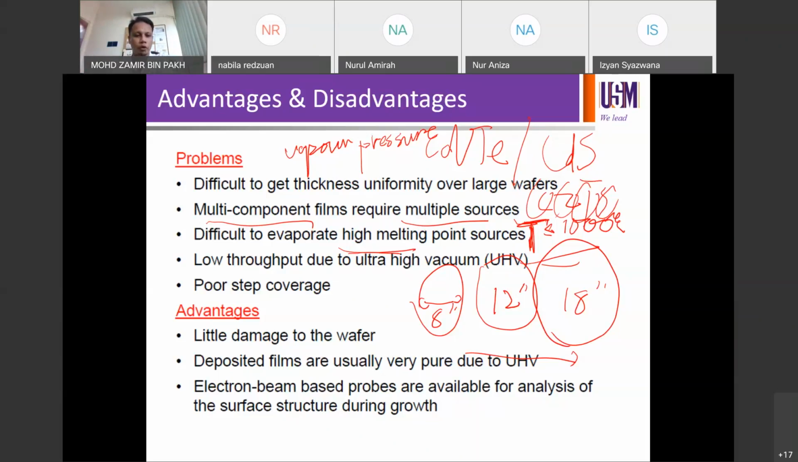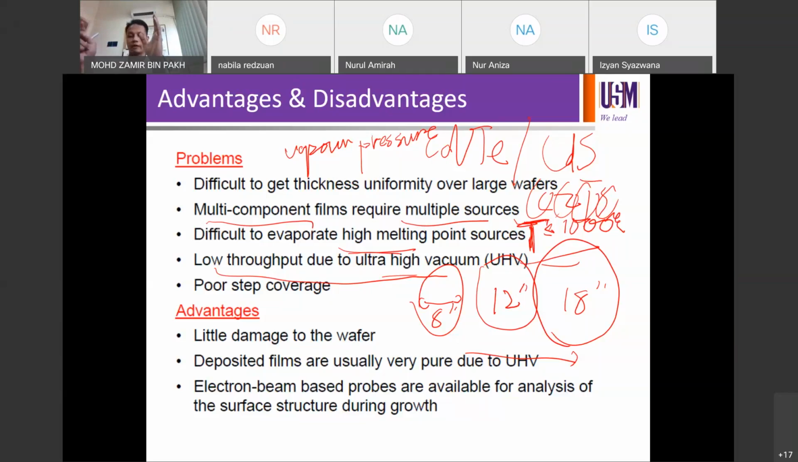So low throughput, it can be low throughput due to UHV requirements. If you're talking about below 10-7, then it's going to be at a very low vacuum level, or we call it UHV. That takes quite some time in order to be evacuated, in order to prepare the chamber. But usually when you need a system with UHV, nanti I'll try to find a source to share with you.